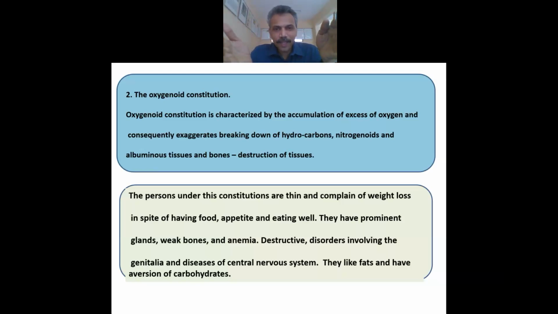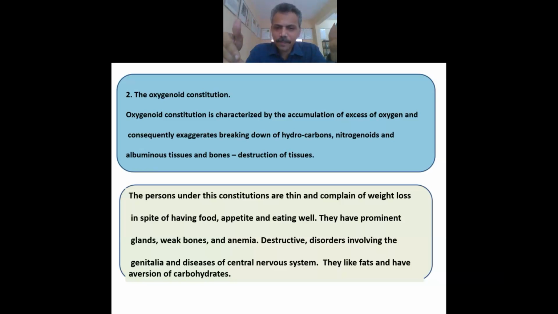Okay. Now when I said hydrogenoid will be obese, now naturally oxygenoid will be thin, and they would have lost weight in spite of eating well. Appetite is good, they eat well. Because of the destructive process, they will not put on weight. Okay, they have prominent glands, big bones, and anemia is again part of oxygenoid constitution.